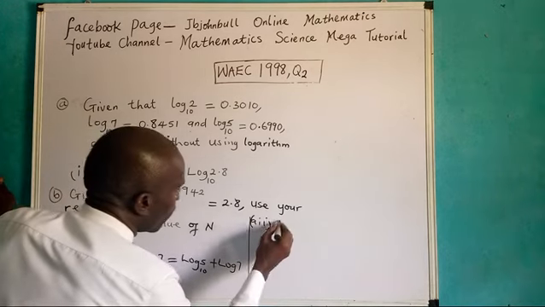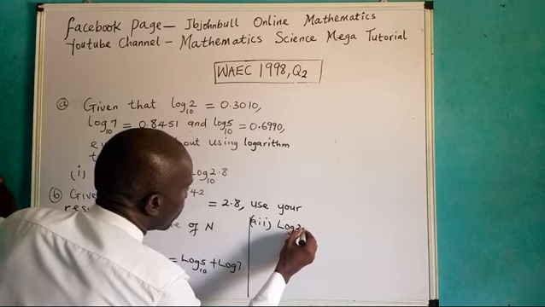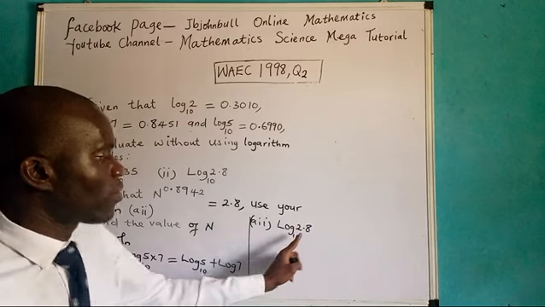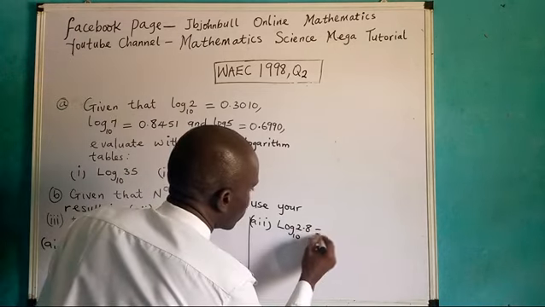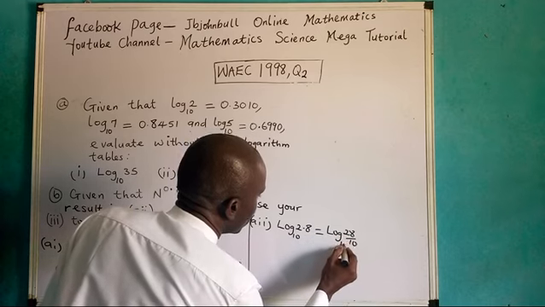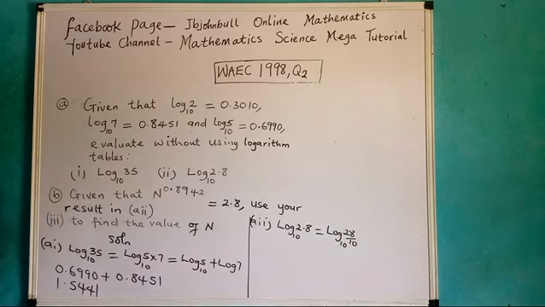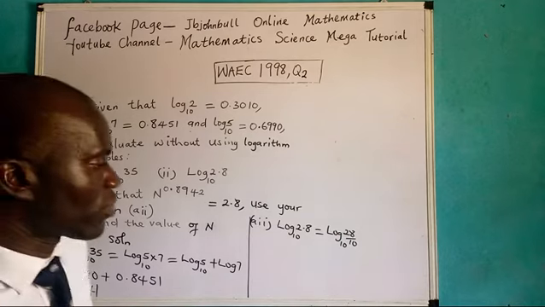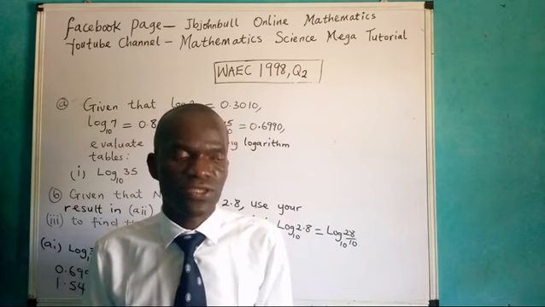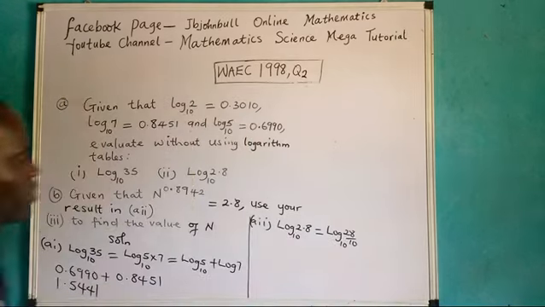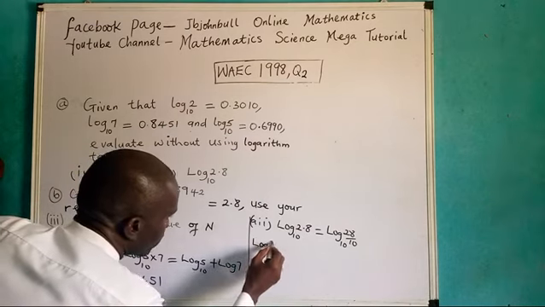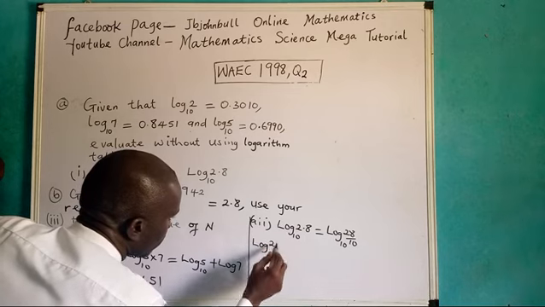Okay, let's solve this one. The one of Roman figure 2 is log 2.8. And remember that 2.8 can give us 28 over 10. And this one is now division, and division will result to subtraction, because under the laws of logarithm, we look at the subtraction law, and subtraction gives division.